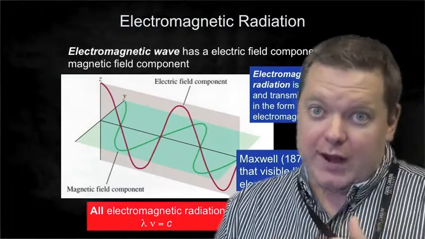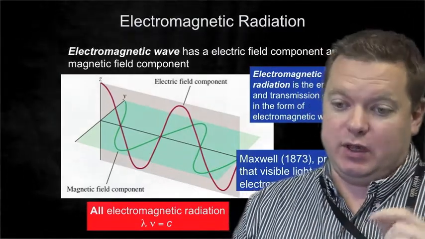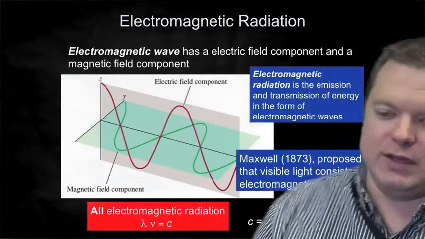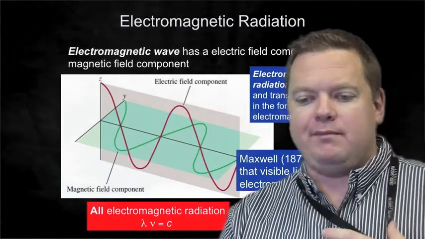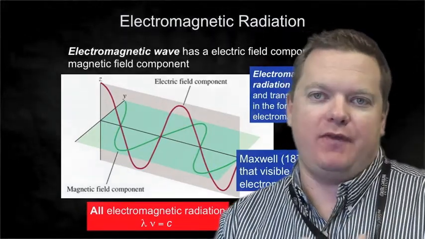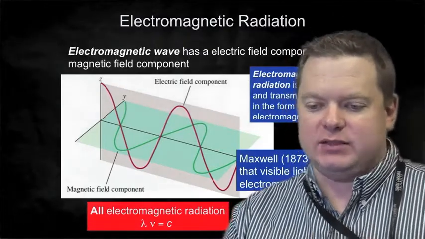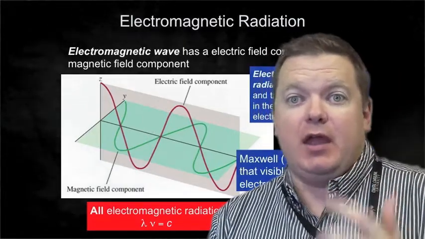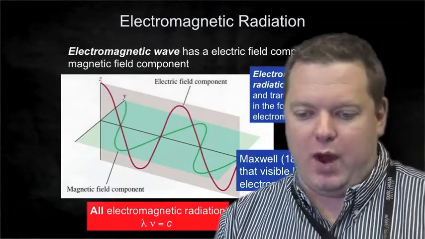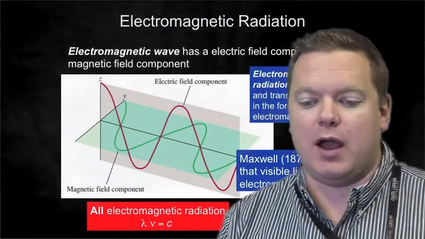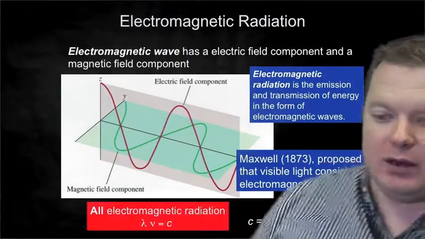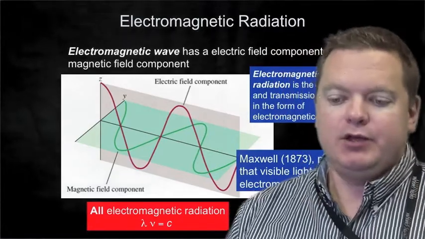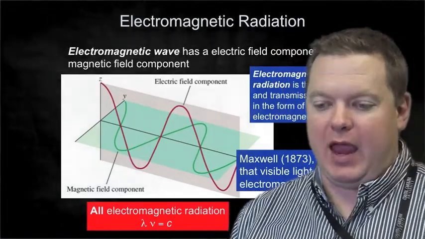So light, or electromagnetic radiation, has 2 components to it. It has an electric field component and a magnetic field component. And those are perpendicular to each other, as you can see in this diagram. And it's this form of energy transmission we think of as light. And Maxwell in 1873 proposed that light that we see is an actual function of these electromagnetic waves. Therefore, we can talk about all light as having the speed of that light being the wavelength times the frequency is equal to the speed of light. And we calculated it later to be about 3.0 times 10 to the 8th meters per second.